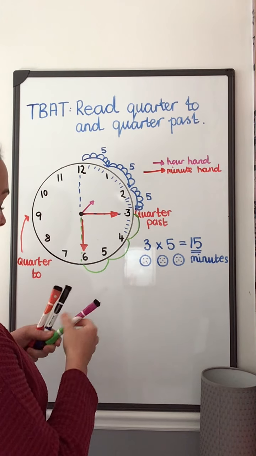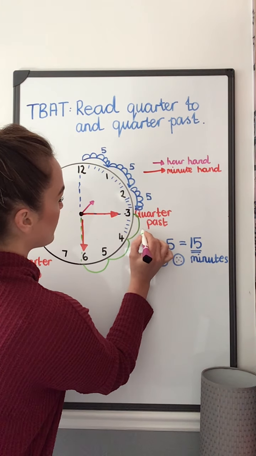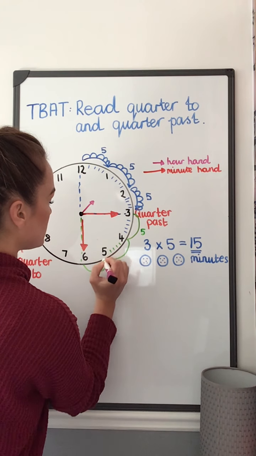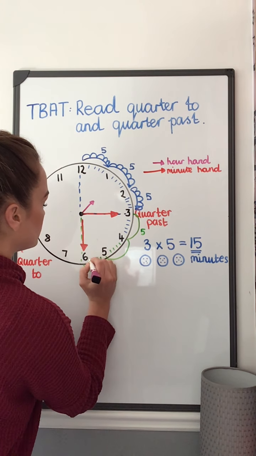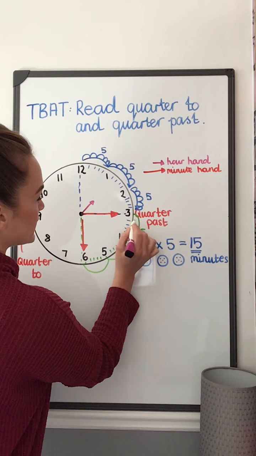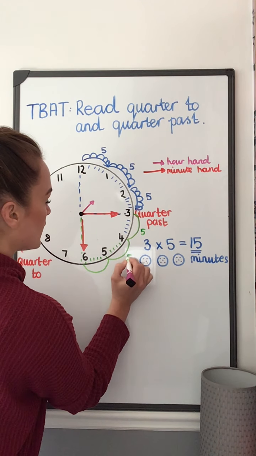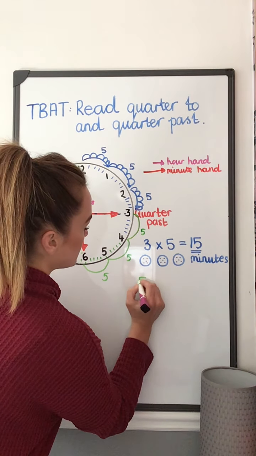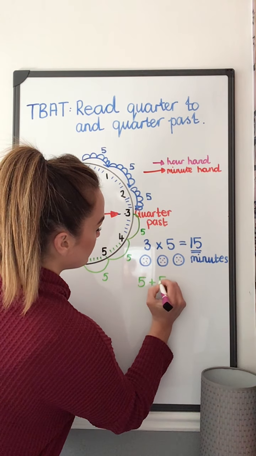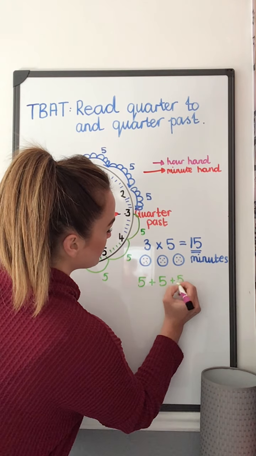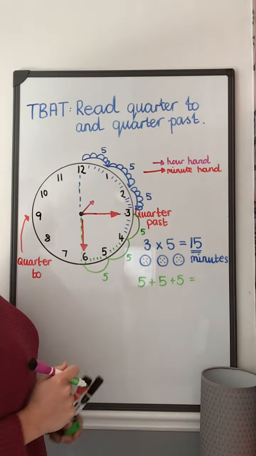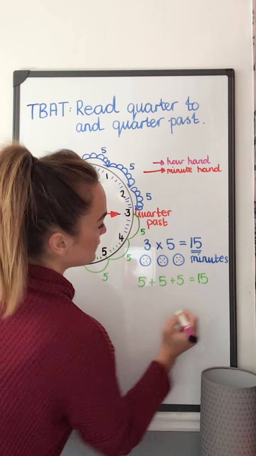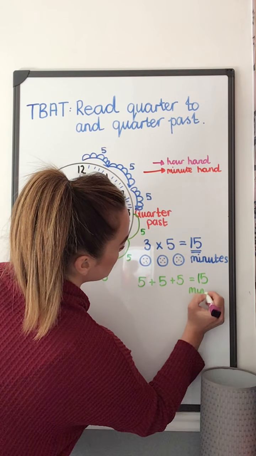Well done. So just the same, we've done 5 jumps here. 1, 2, 3, 4, and this would be our 5th. Okay, so we've done 5, 5, and 5. So another way of working that out, 5 plus 5 plus 5. It's just the same using a different symbol. And we know that 5 plus 5 plus 5 equals another 15 minutes.